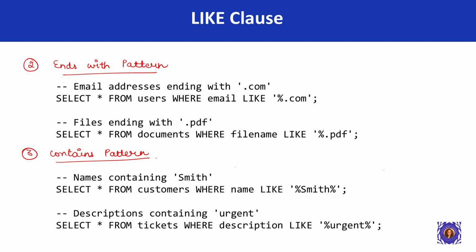When you need to find data that contains a specific sequence of characters anywhere within the string, you use the % symbol both before and after your pattern. So, to find customer names that contain Smith anywhere in them, you'd enclose Smith between two % symbols. This is also how you would search for descriptions that contain the word urgent.